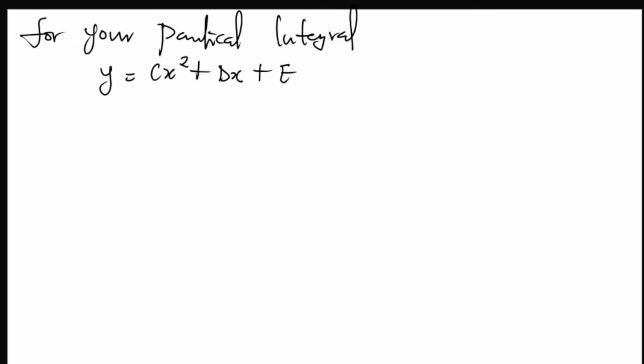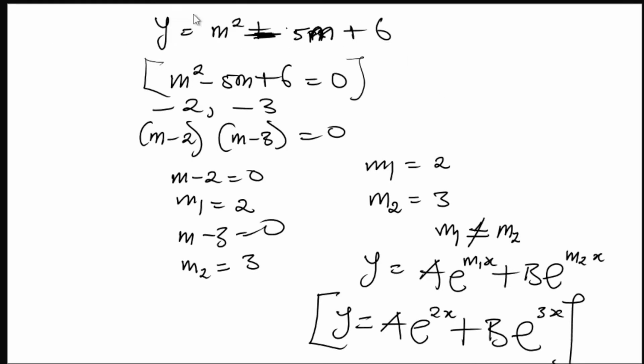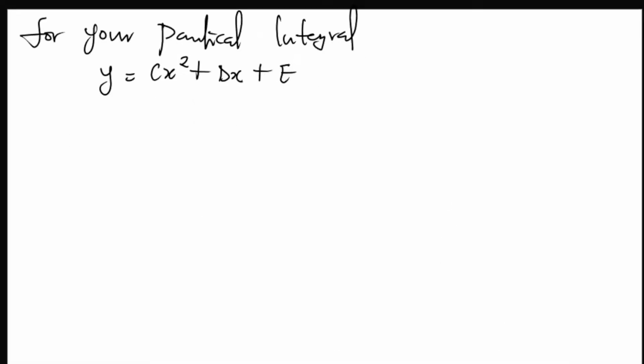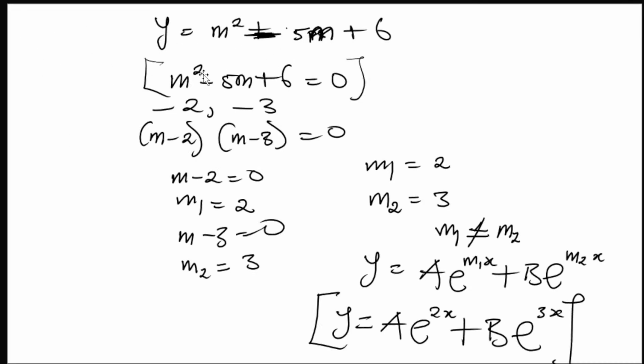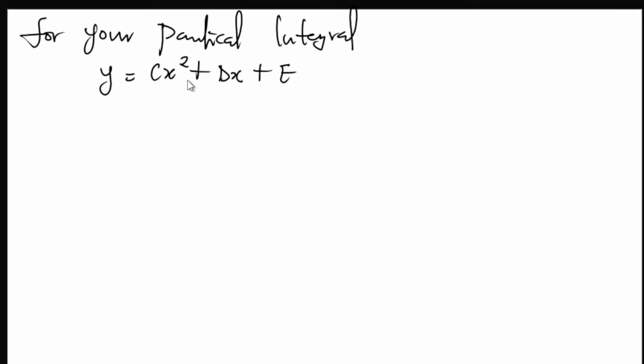Let's confirm. Remember, auxiliary equation is having a square here. What are we seeing here? We are seeing x here. What are we seeing here? Our auxiliary equation is having m here. And we are seeing a constant here. And that constant for your particular integral for your given equation is now E.